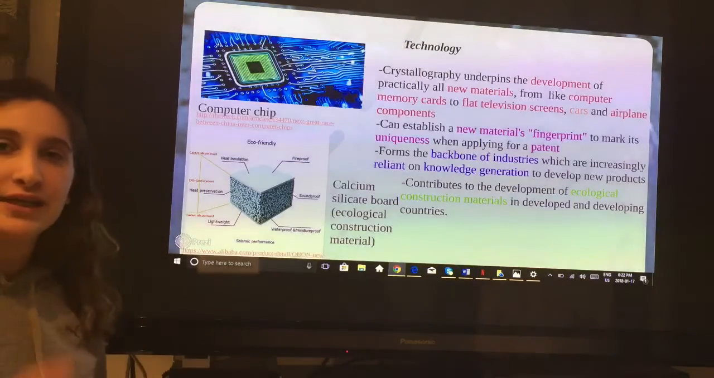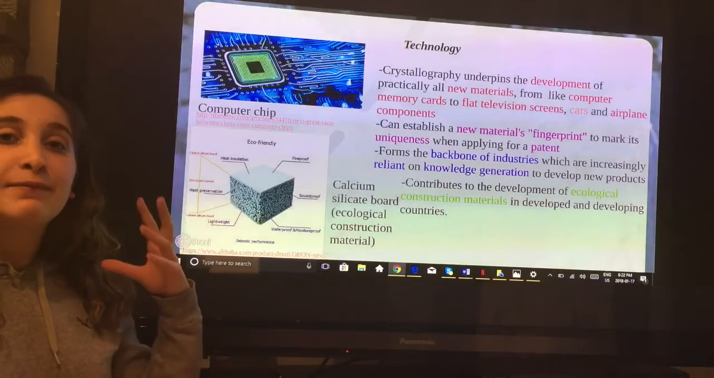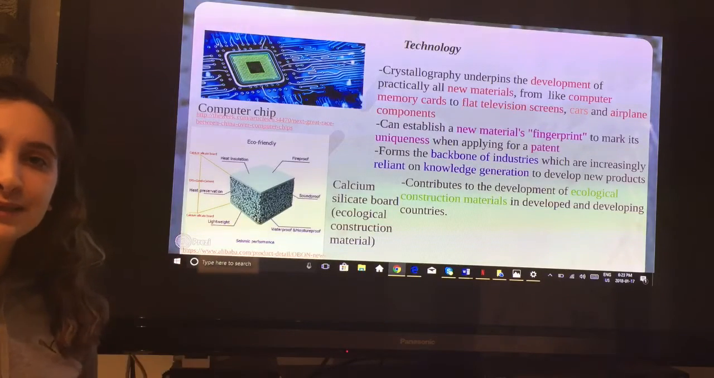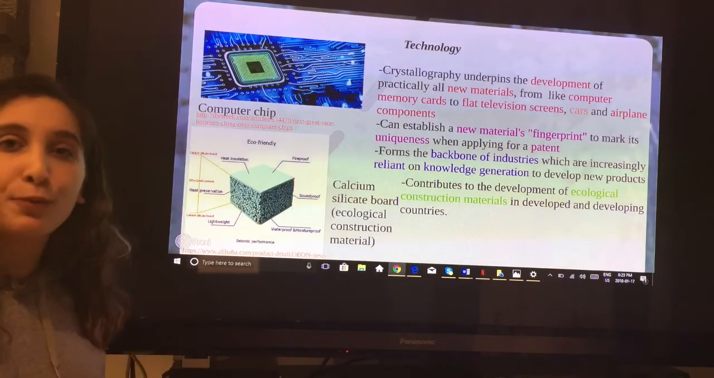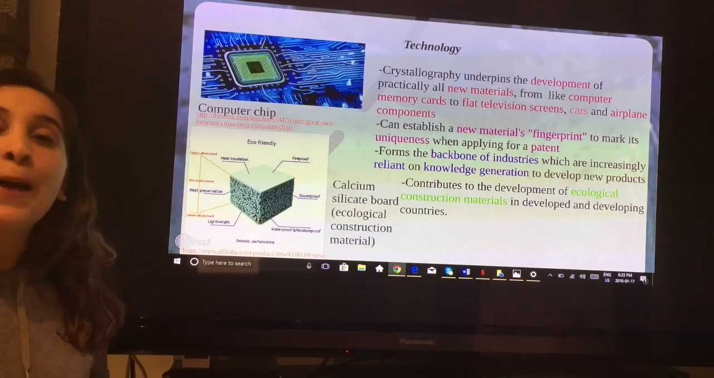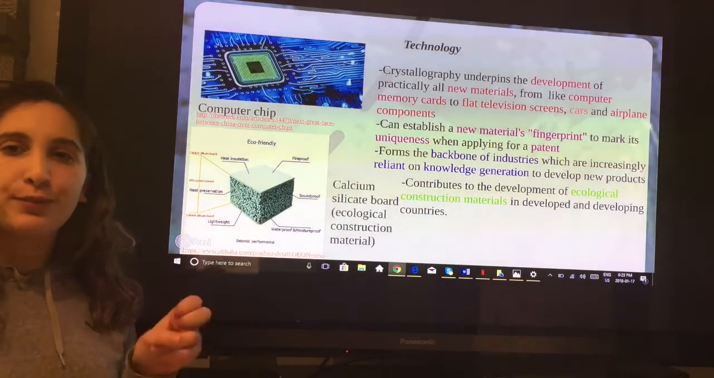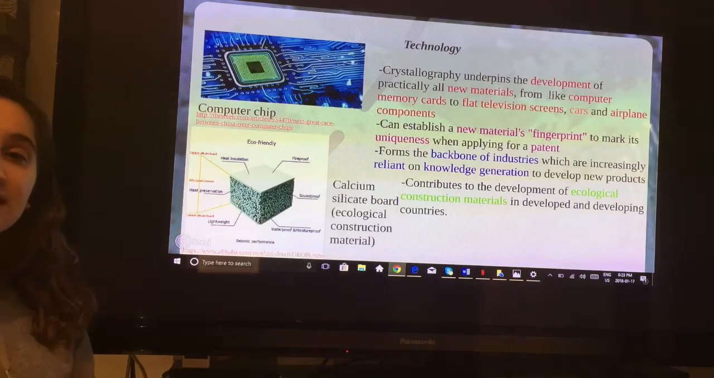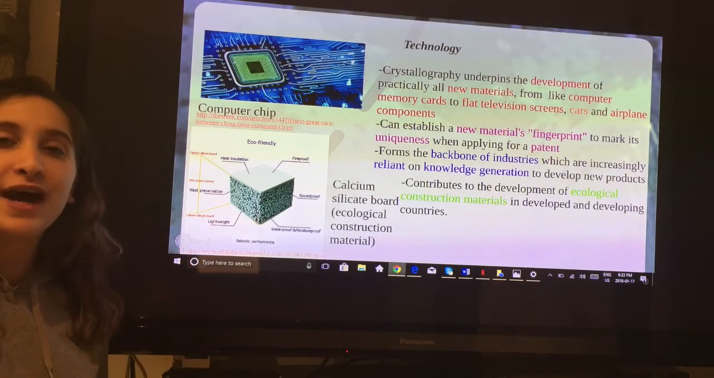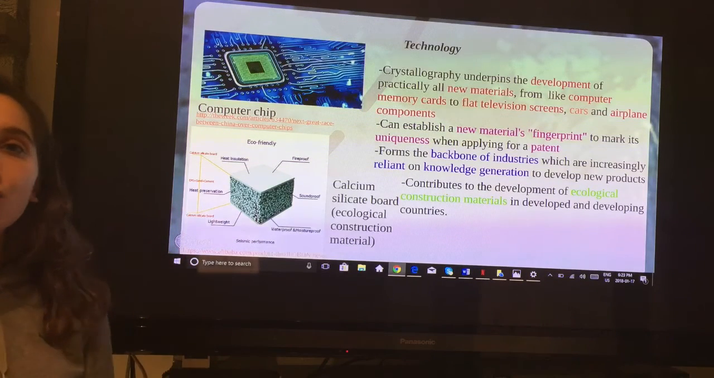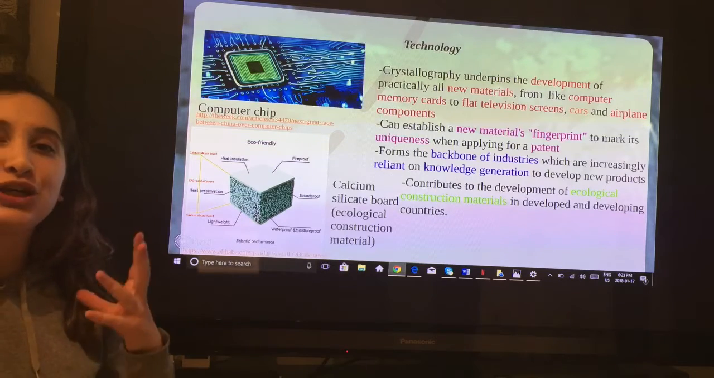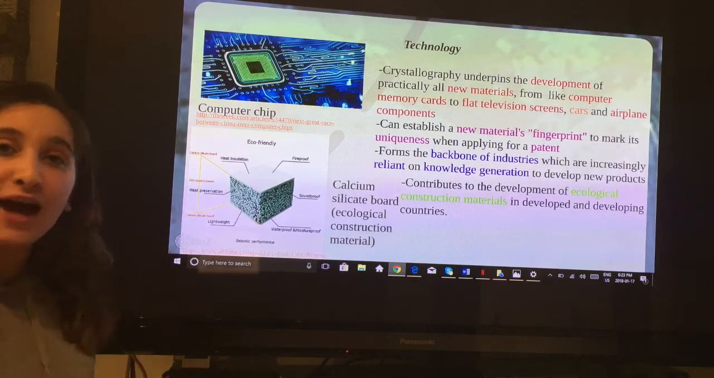Crystallography underpins the development of basically all new materials in our world, from simple things like flat screen televisions and computer chips to actually developing airplane components. Crystallography can actually help with the development of new materials by establishing a material's fingerprint. So basically, a company uses this fingerprint to identify their new material, such as a drug or their new technology, as unique, and this way they can actually apply for a patent.